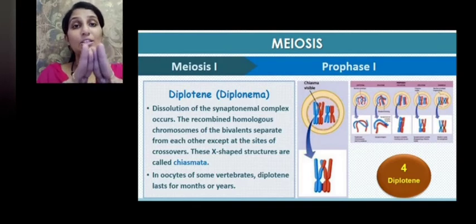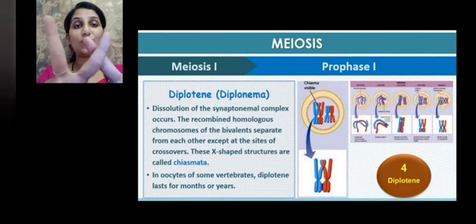And due to the dissolution of the synaptonemal complex, the chromosomes start to separate from each other, but they remain attached between the non-sister chromatids at the site where crossing over occurred. Okay, and this X-shaped structure is called the chiasmata.